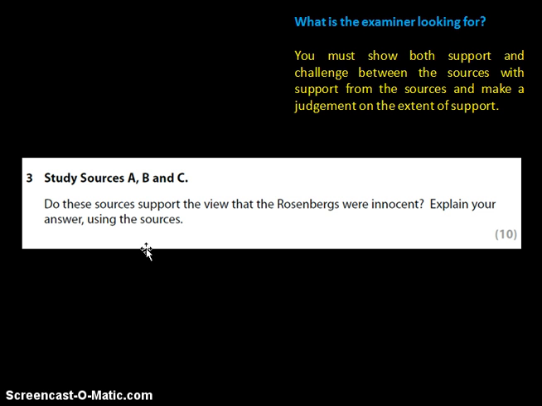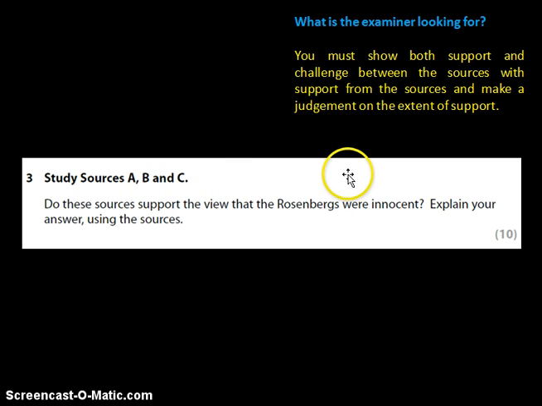Now, where some students go wrong is that they take each source individually and they say whether that source is saying that the Rosenbergs were innocent. So they usually have a paragraph on C saying if the Rosenbergs were innocent, they might have one on B, and then they might have one on A. And the reason that that isn't a good thing to do is because the majority of marks in this question are for you cross-referencing between sources. So talking about what they've got in common and how they're different.